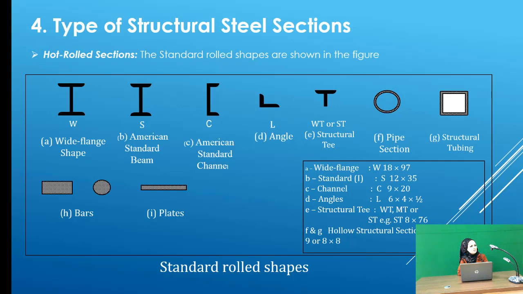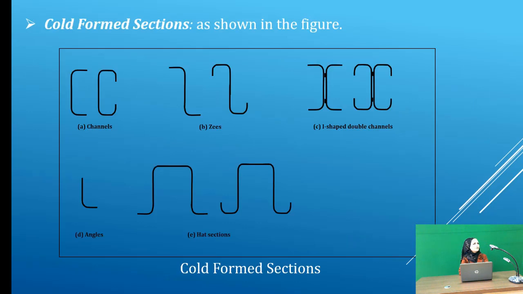Structural T section, or WT or ST. Also we have pipe section, structural tubing, bars and plates. And these represent the standard rolled shapes. Cold formed sections are shown in the figure. In cold formed sections, we have many shapes: channels, Z shapes, double channels, angles, and hat sections.